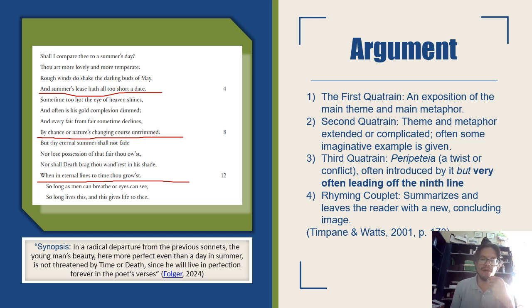So finally we have the rhyming couplet, which summarizes and leaves the reader with a new concluding image. It gives us the universal truth, right? The conclusion. So long as men can breathe or eyes can see, so long lives this poem, and this gives life to thee. This poem gives life to thee. So unlike natural beauty, which fades, I have captured your beauty in this poem. I have talked about your beauty in this poem, and as long as there's people to read this poem and see this poem, your beauty is going to remain eternal. I've captured it here, right?